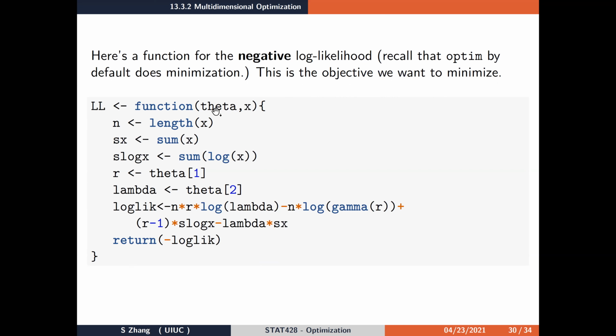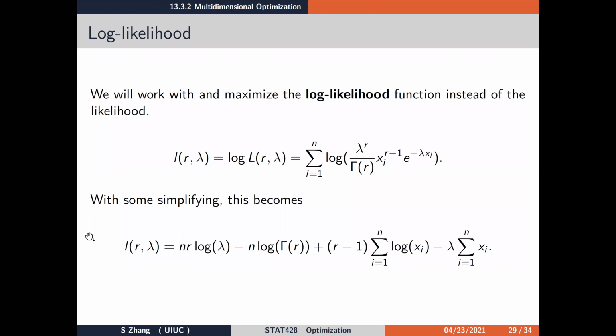It takes input of a theta vector containing the r and lambda, and the observed data vector x. And then you can see that with some algebraic manipulations, it returns the negative of the log likelihood, where we use the formula on the last page.